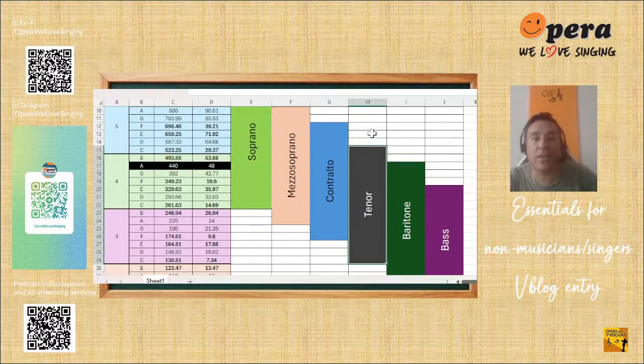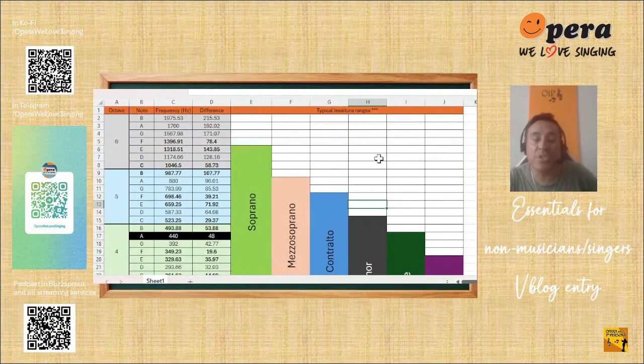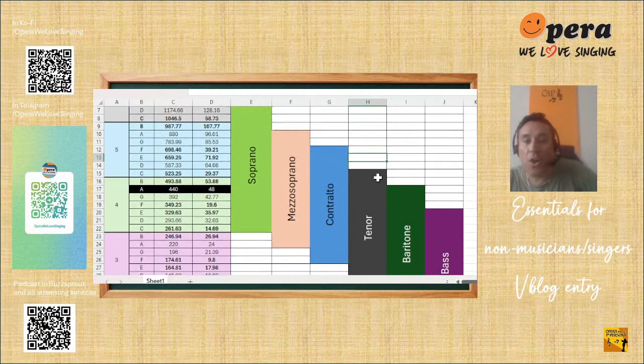But if it's a tenor leggero, most likely he will have a D and probably an E for a tenor leggero, because the lighter the voice, the easier it is for them to reach high notes. We are going to explain that also later.